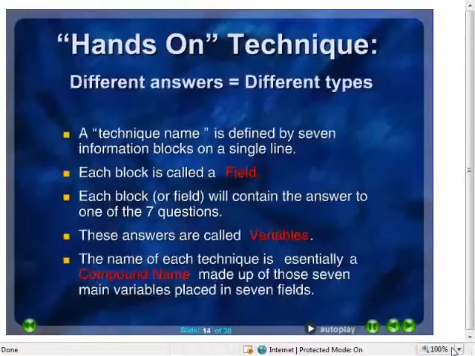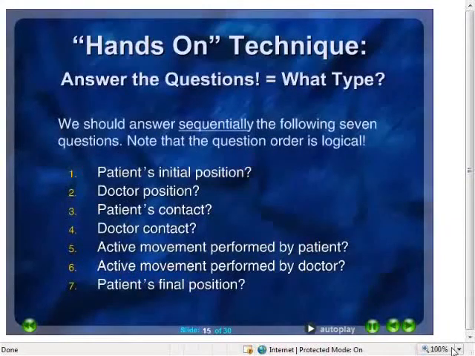A technique name is defined by 7 information blocks on a single line. Each block is called a field. Each block or field will contain the answer to any one of the 7 questions. These answers are called variables. The name of each technique is essentially a compound name made up of those 7 main variables placed in 7 fields. We should answer sequentially the following 7 questions.